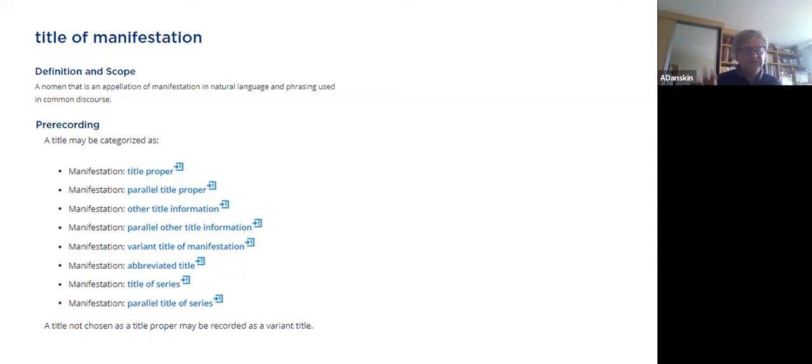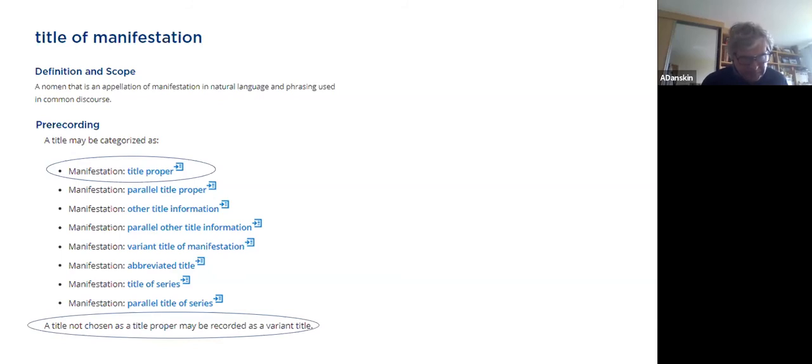And there are different types of title of manifestation, which you can see listed there. The toolkit provides a list. We're going to look at the manifestation title proper, but we're going to keep in mind the fact that if we don't choose a title as a title proper, we can still record it as a variant title.